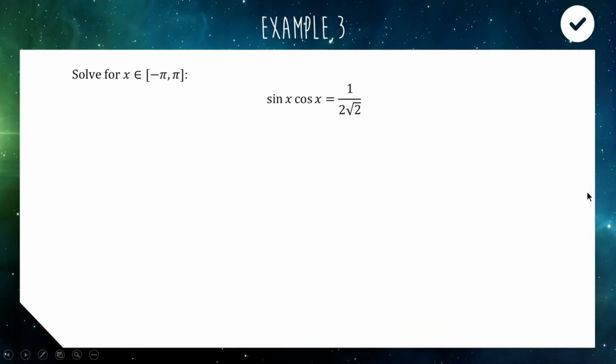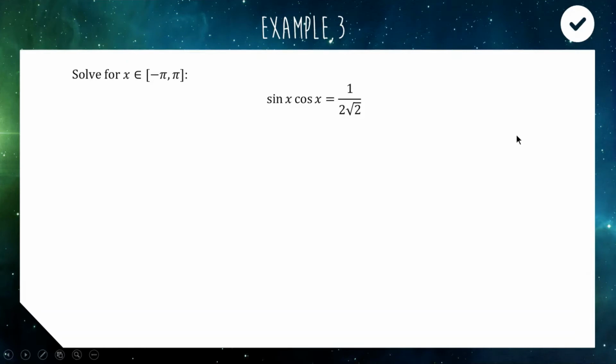Okay, this one we're solving from minus pi to pi. We've got sine x cos x equal to 1 over 2 root 2. Okay, so the easiest way to go about solving this one is, it's really important to know your double angle identities, okay, because they crop up quite a lot in trig equations or just trig algebra in general. And if you can spot them, it's usually really useful and it's a massive shortcut.